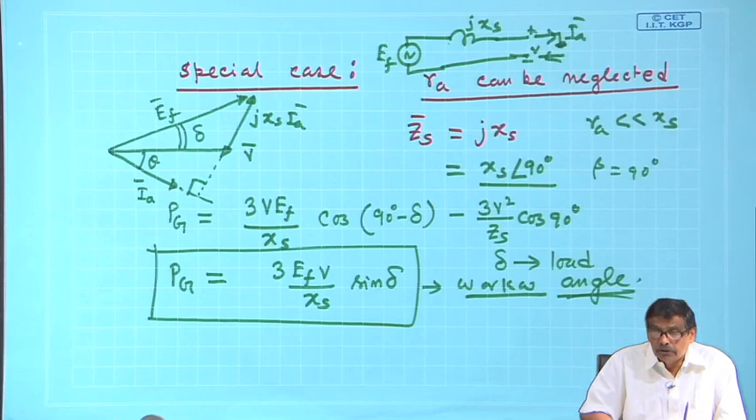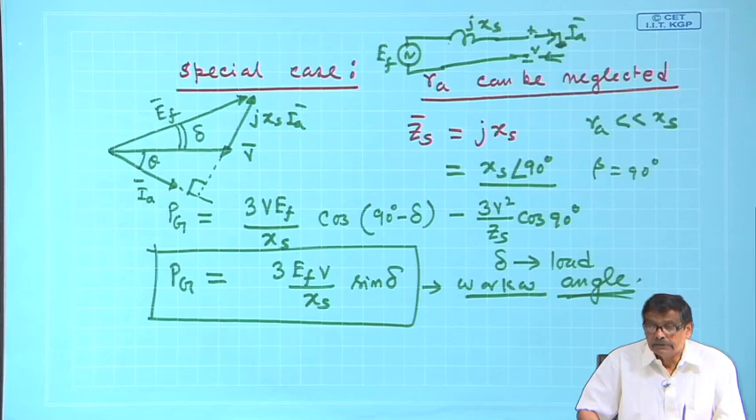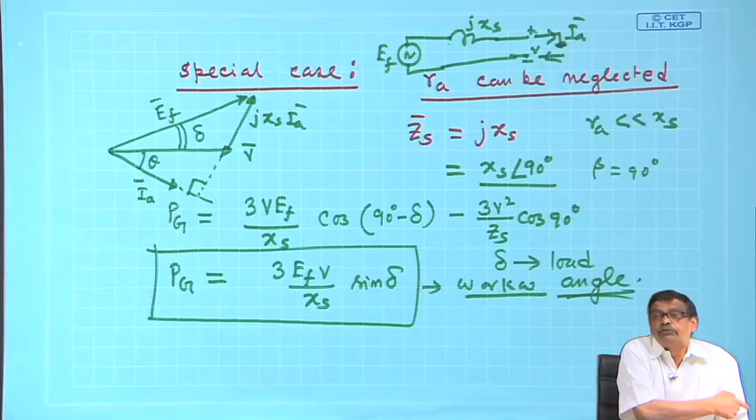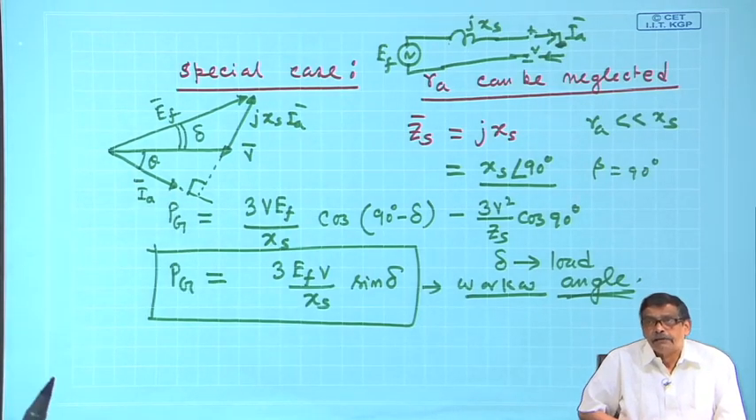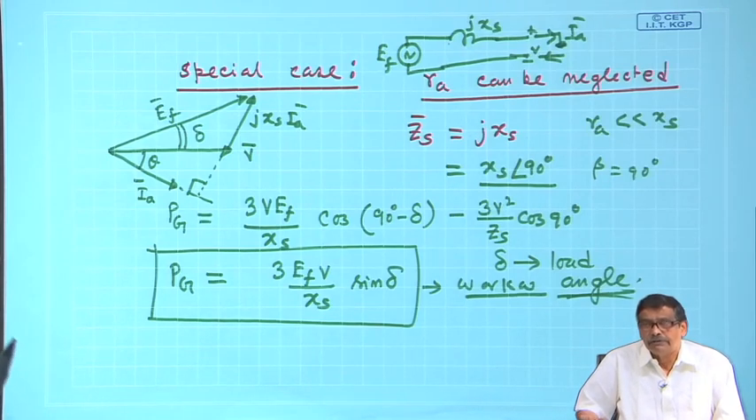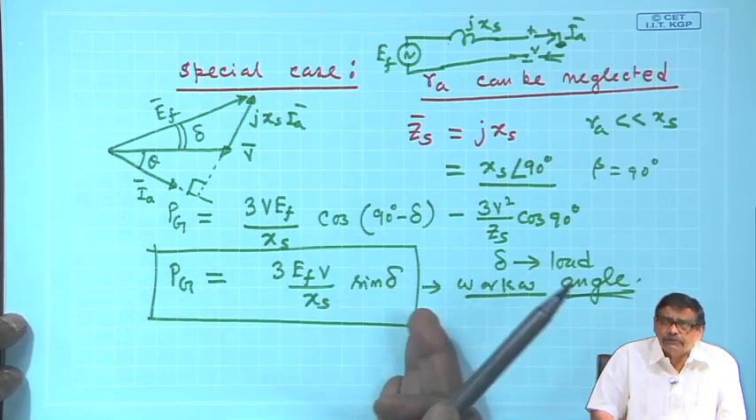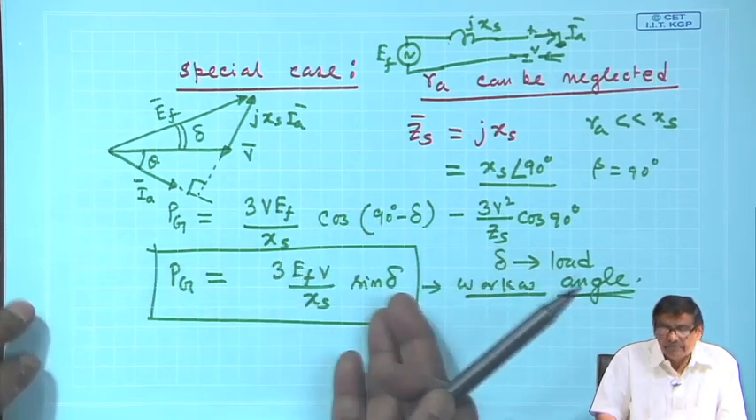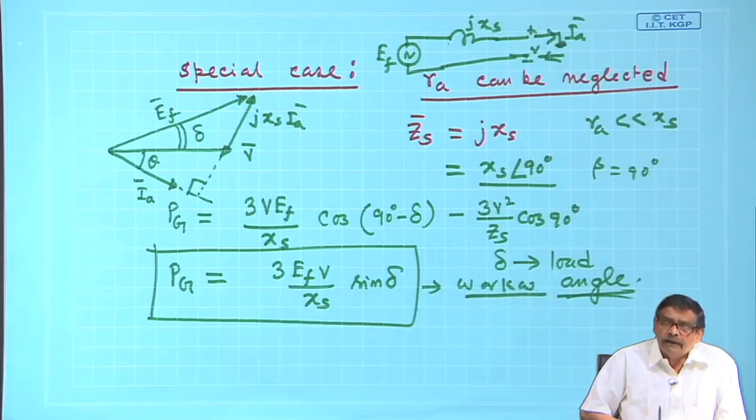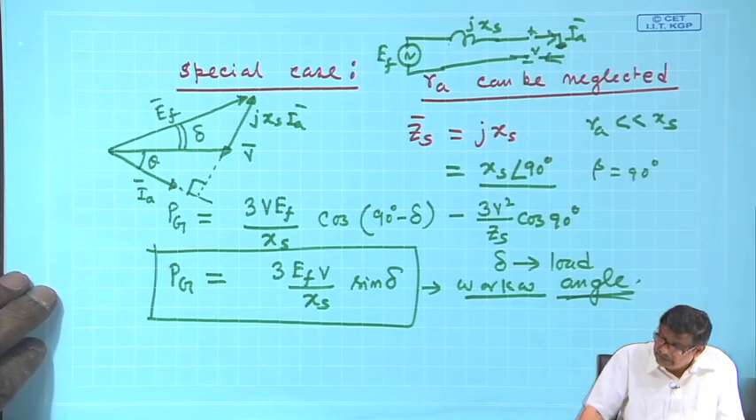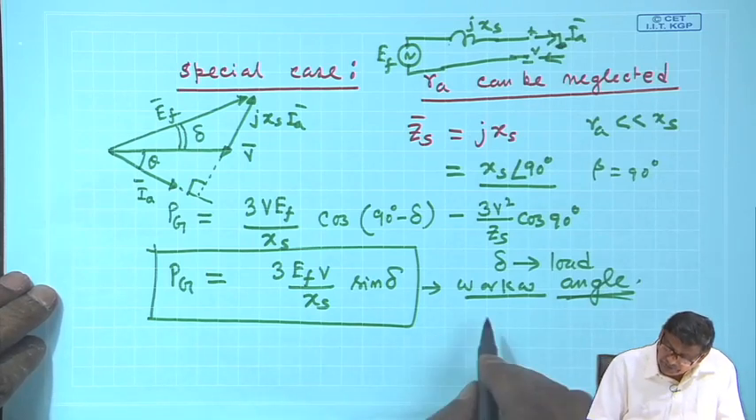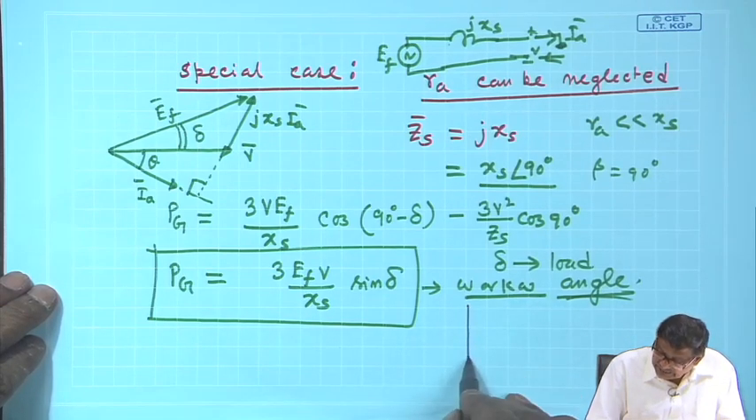So, the amount of real power supplied by the generator decides how much fuel is to be burned to deliver that amount of power. After all, it is a system where I am putting in mechanical power. Similarly, I can calculate QG, but this is the most interesting formula. And this curve, if you sketch it, will be a sine function.